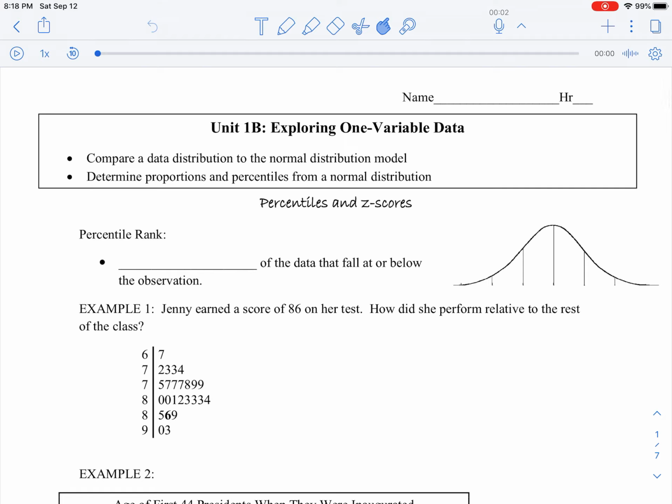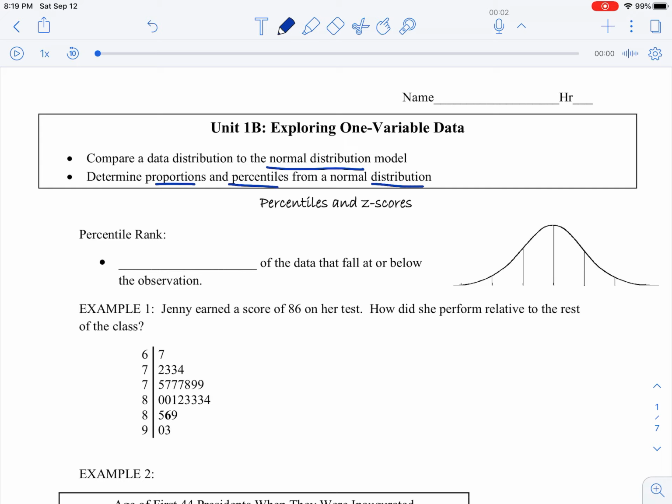Basically in this, we're still going to be exploring one variable data. When we move to Unit 2, that's when we do two variable. But now we're going to be worrying about normal distributions. We're going to work with normal distributions and then the proportions and percentiles from that normal distribution. So that's what we're going to be keying on.